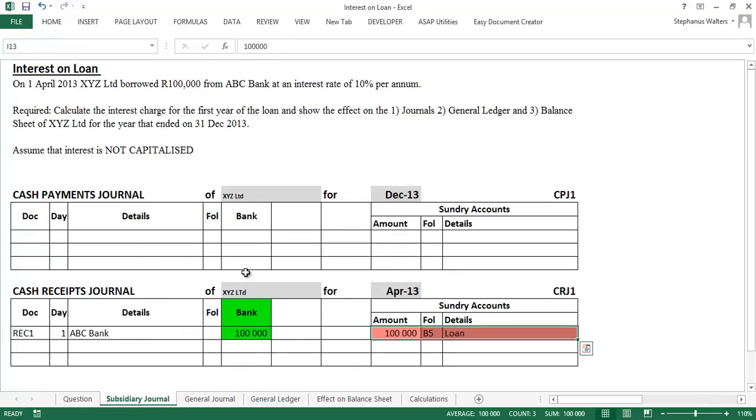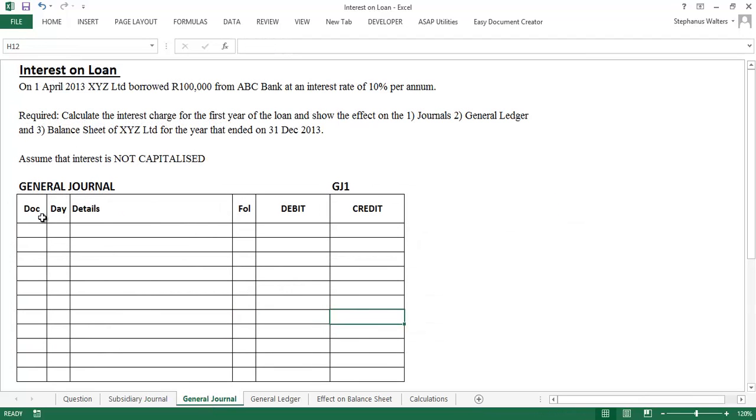Then that is the first part of this transaction, which was the receipt of the 100,000 Rand from ABC Bank. The second part is, or rather a separate transaction, is the recording of the interest. So this is the receipt of the cash. Now we need to record the interest at 10% per annum. So that we're going to do in our general journal. So we go to our general journal.